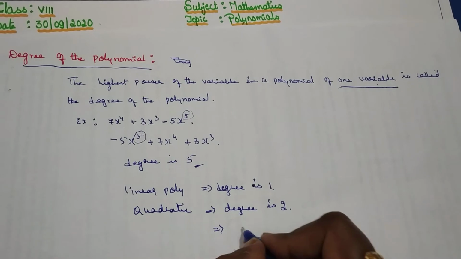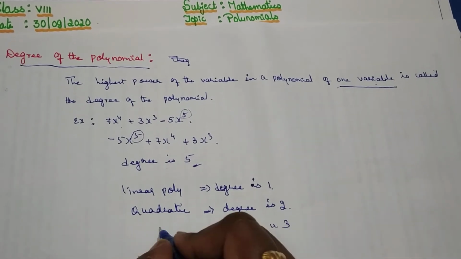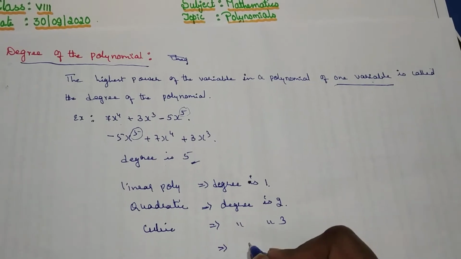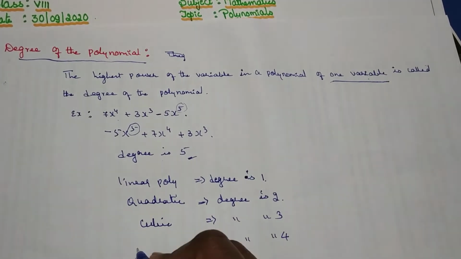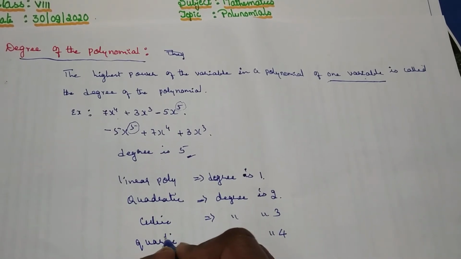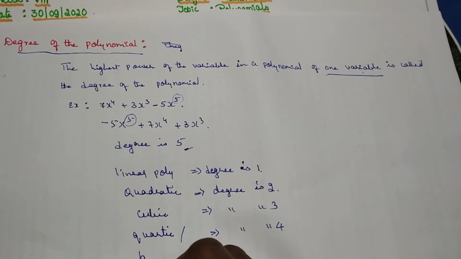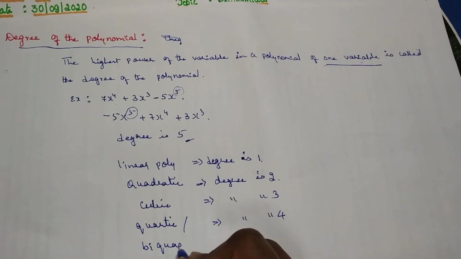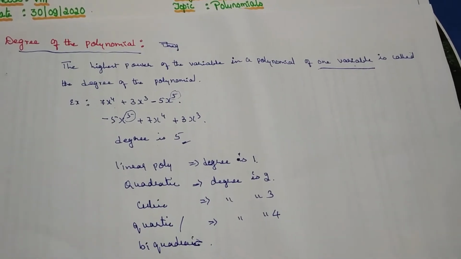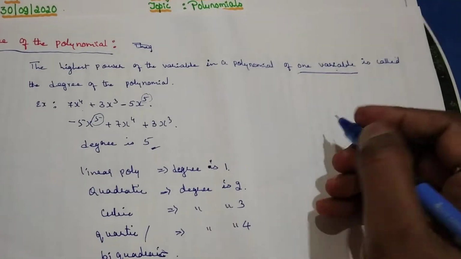If the degree of the polynomial is 3, then it is said to be cubic. If the degree of the polynomial is 4, then it is said to be quartic. Q-U-A-R-T-I-C, quartic, or you can say biquadratic. Biquadratic polynomial. So let me make one table here.